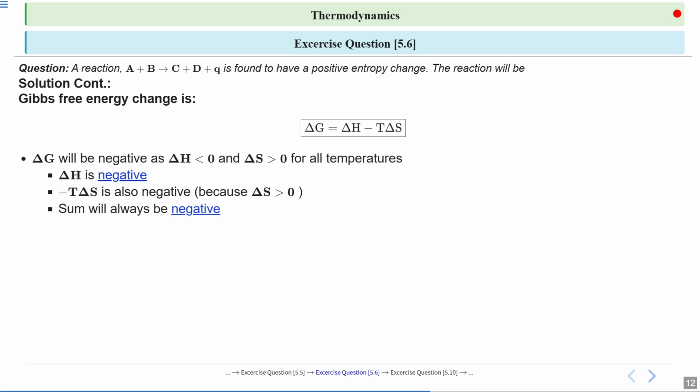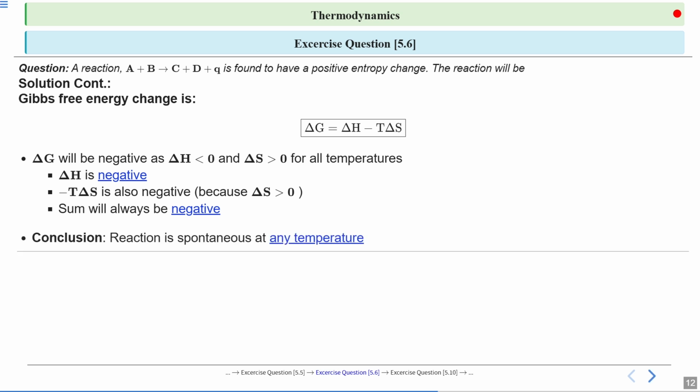Therefore, your delta G will be negative for the given situation at all temperatures, no matter how high or how low a temperature you are considering. Therefore, the reaction will be spontaneous at any temperature. Is it clear to all of you? It's very simple. Just analyze both of the given pieces of information and you will get your answer.